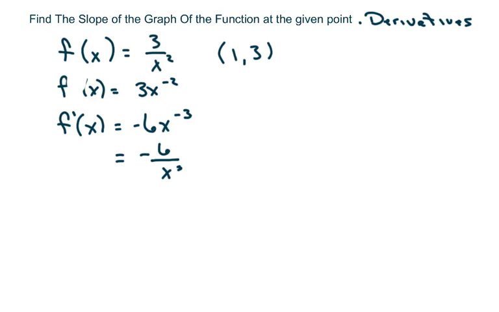And then all you're going to do is plug in your x to find the slope. So it's negative 6 over 1 cubed, which equals negative 6. So we're basically taking the derivative of x with 1. We're plugging in 1. You get negative 6.